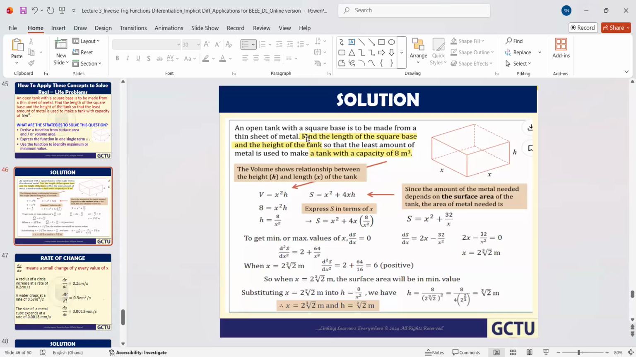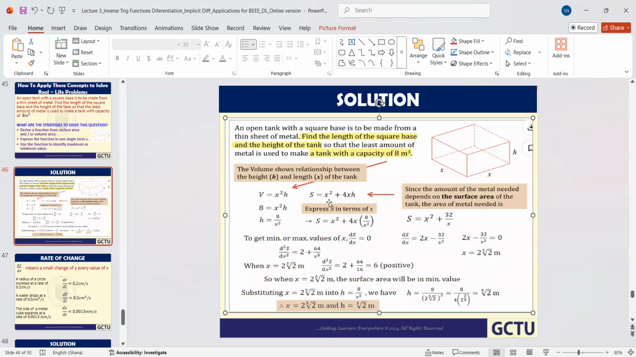First of all, we are to find the length of the base of the sheet and the height, so that the least amount of metal is used to make the tank with this capacity. We must remember the volume formula. We must remember the surface area formula. So for questions like this, we may provide you with the original formulas for the volume and the surface area, and then based on that, you can derive the equation. Without that, it will be very difficult to solve these problems.